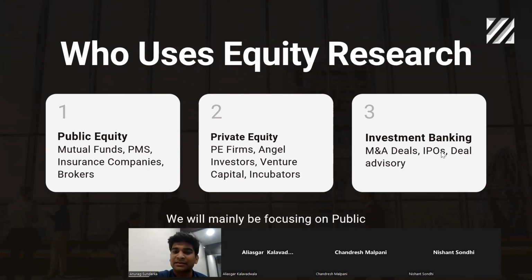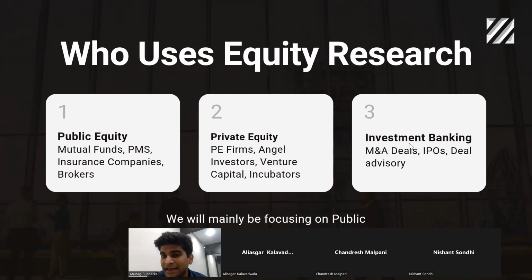Then for investment banking, third. So here what is happening? Investment bankers go through deals. That means buying of a company, let's say Cinemax was bought by PVR. In that case, an investment banker was included in that deal to do that deal. Actually, PVR bought Cinemax a few years back. Lately, Inox and PVR have merged together.